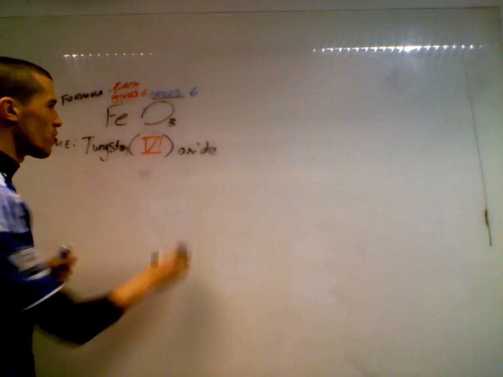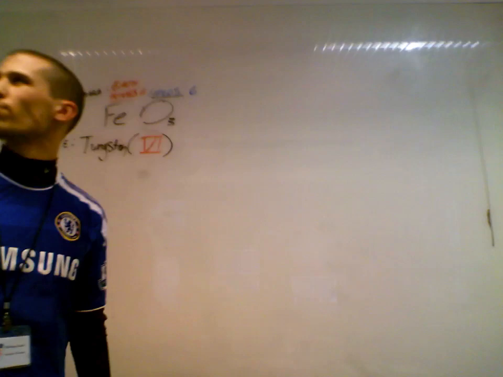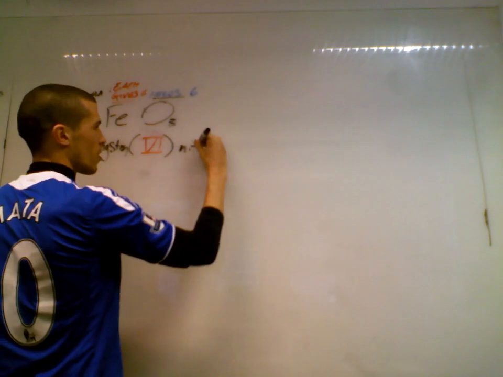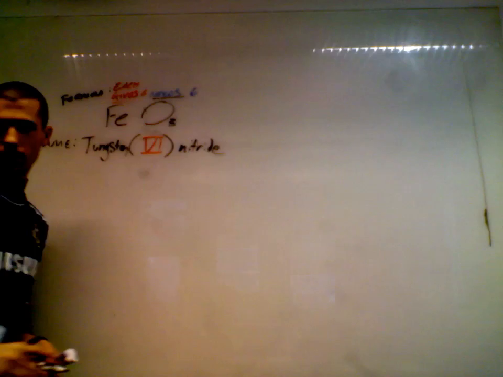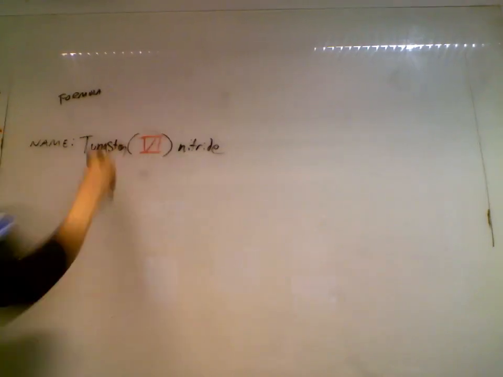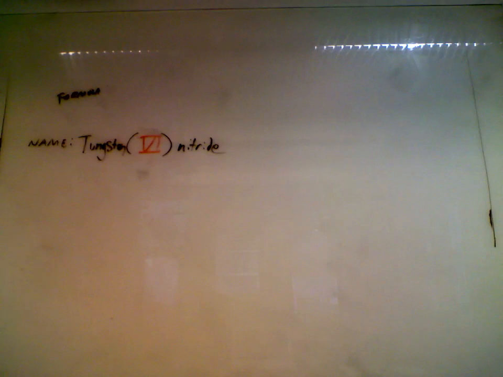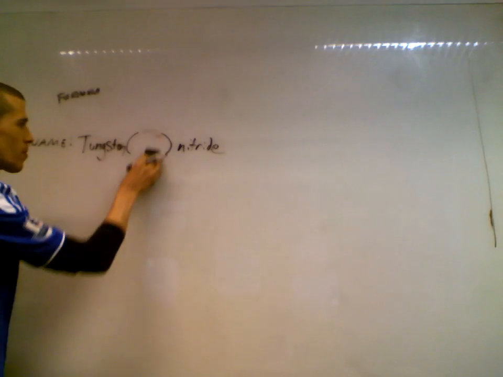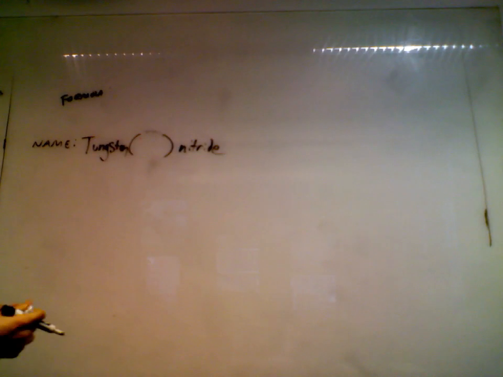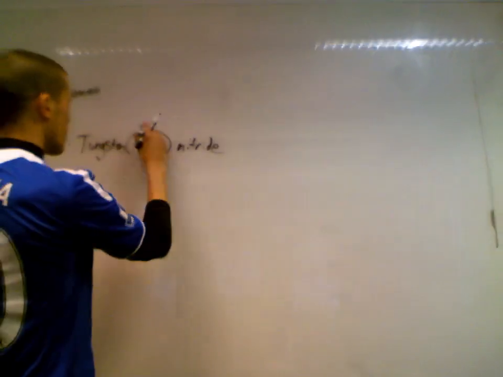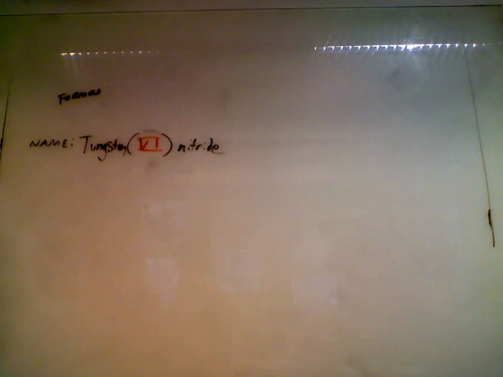Tungsten, and then just for trickiness, let's use nitride. Tungsten nitride. This is name to formula. Okay? So before it was formula to name, now it's name to formula. And let's say that its name is tungsten, let's stick with 6. Tungsten 6 nitride.